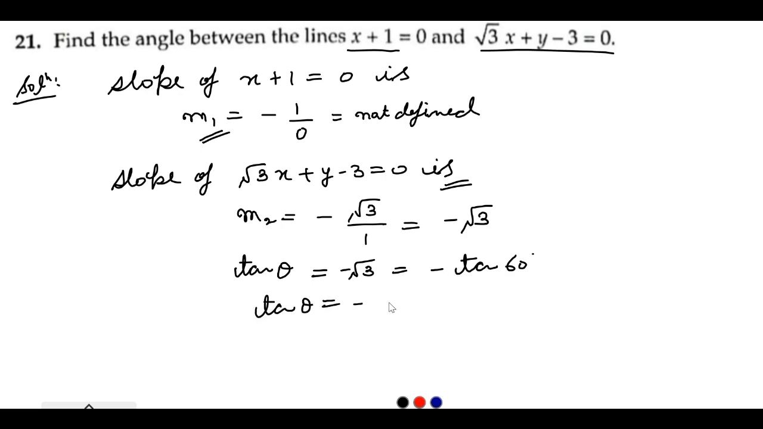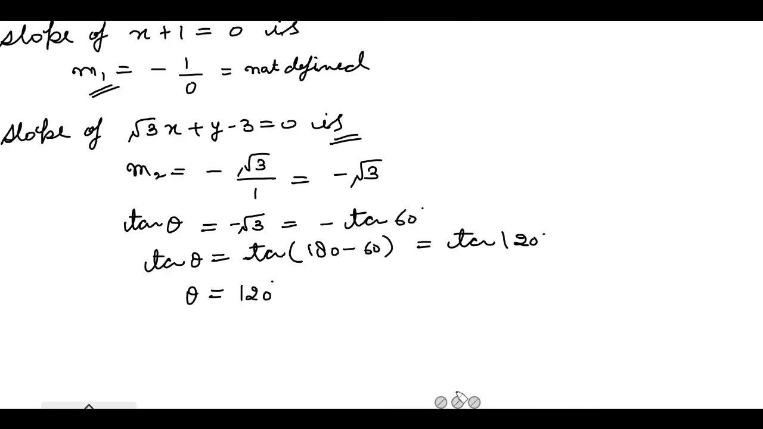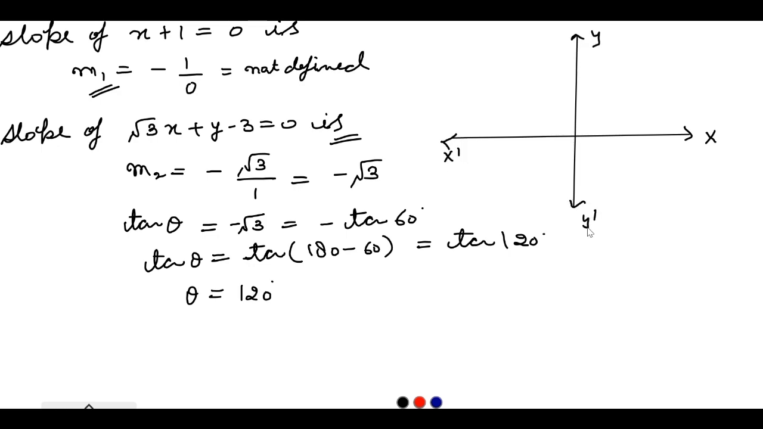And minus tan 60 means tan 180 minus theta. It means the inclination of the second line is 120 degree. Now look at these lines on the coordinate axis. Suppose these are coordinate axes. The first line is x is equal to minus 1. This is a line parallel to the y axis. This is the first line, x is equal to minus 1.